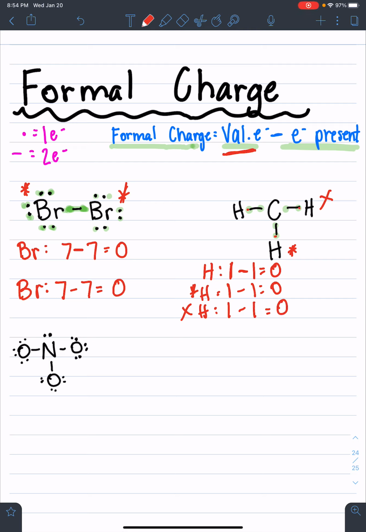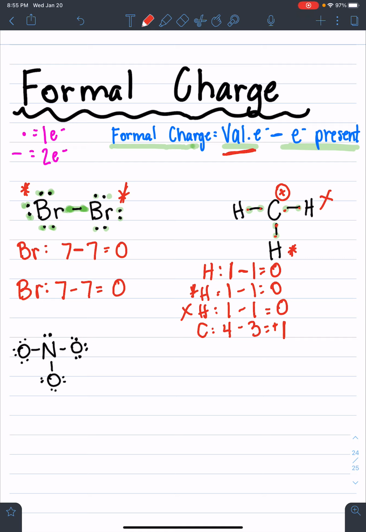Now let's do our C. Our C normally is supposed to have 4 valence electrons. Now around it, it has 1, 2, 3. Just 3. So it's going to be 4 minus 3, and it's going to have a 1 charge. Now you notice it's not a negative in front of it, so it's a positive 1. So C is going to have a plus 1 charge. You can either do plus or a plus 1 charge by your C. So there's your formal charge for C.